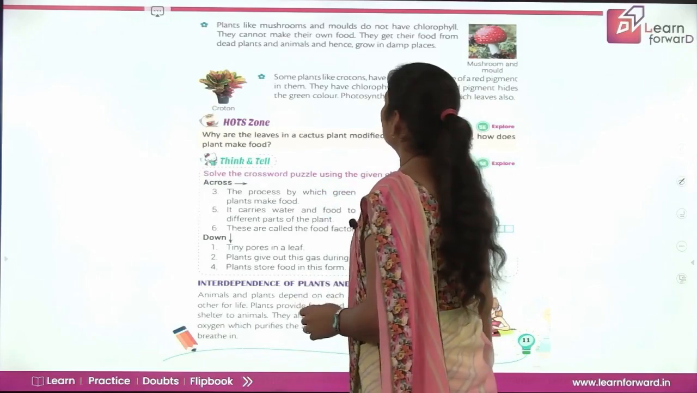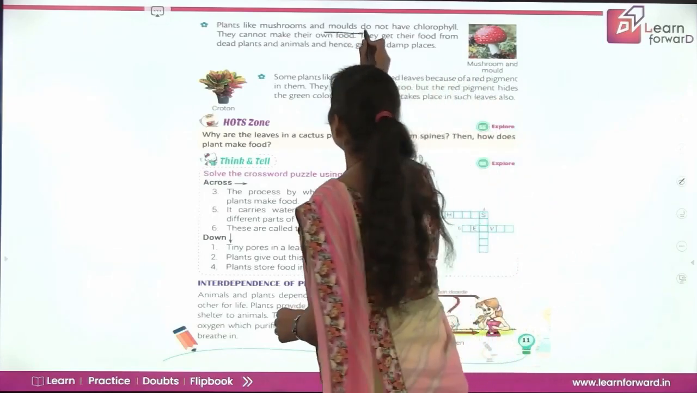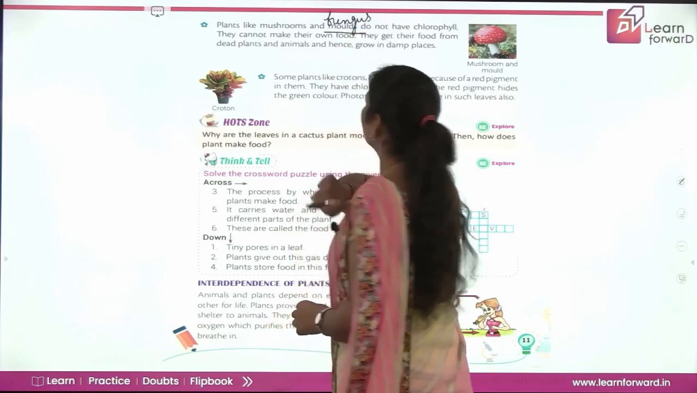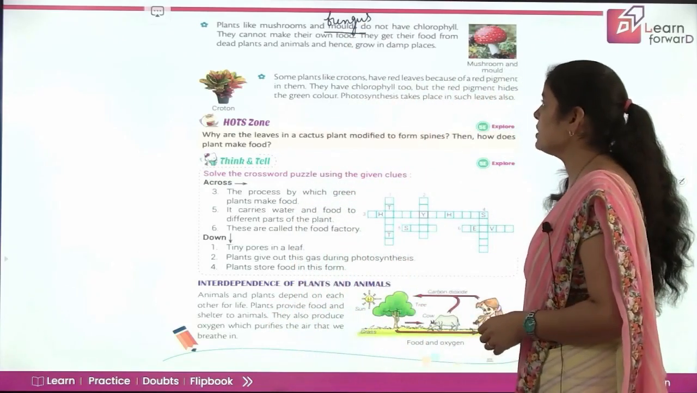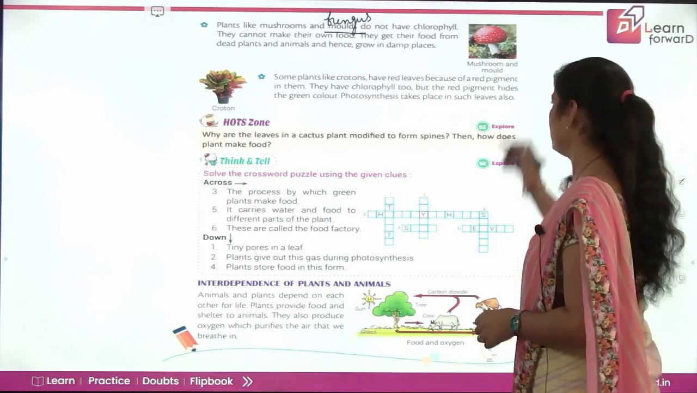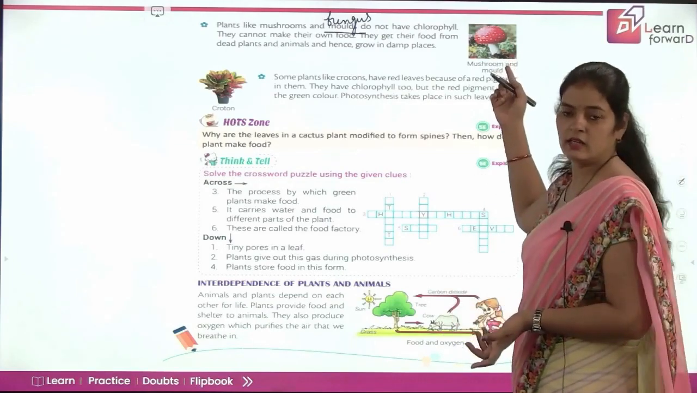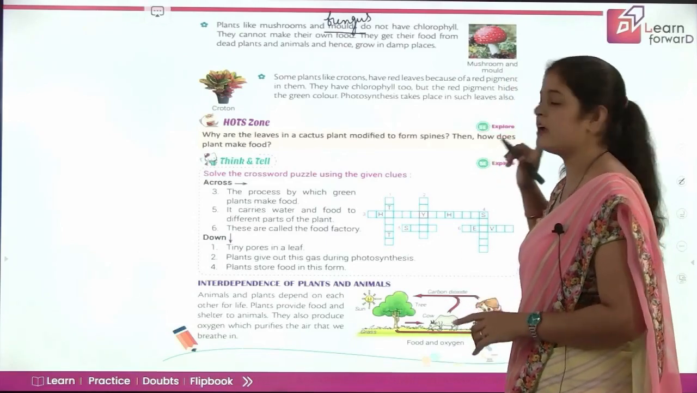Plants like mushrooms and molds. Now what are these molds? Molds are a form of fungus, okay. So organisms like mushrooms and molds do not have chlorophyll. This is a picture of a mushroom. You know that it is not green in color, and if it is not green in color, it doesn't have chlorophyll.